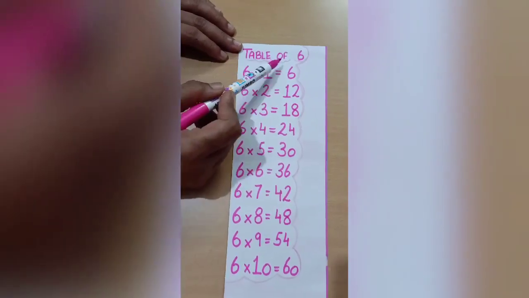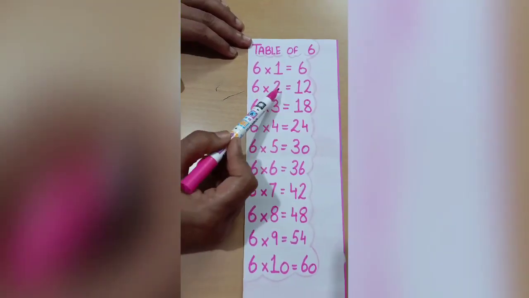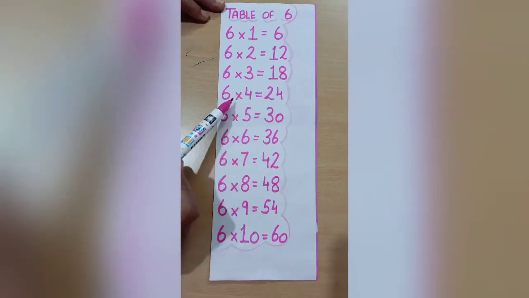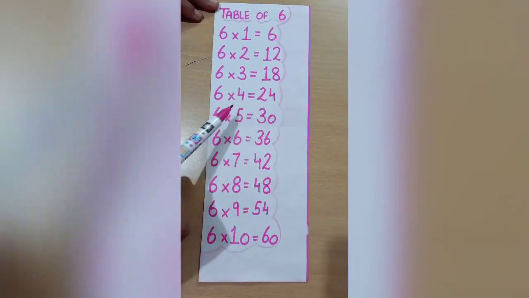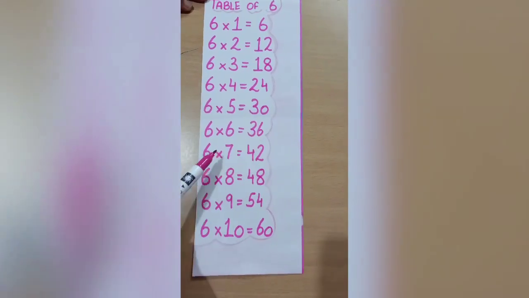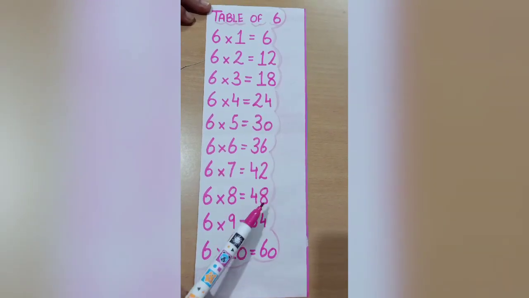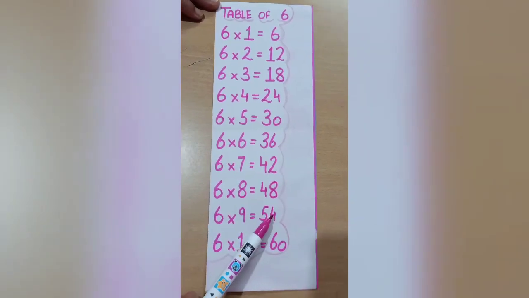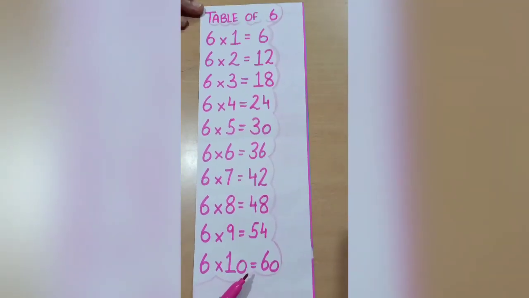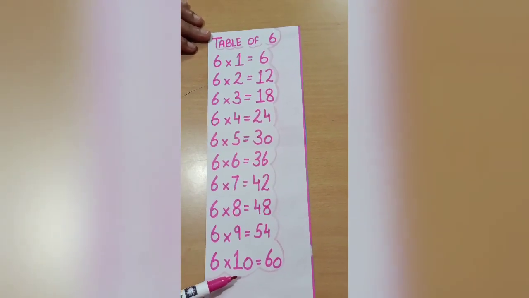See, table of 6. 6 ones are 6. 6 twos are 12. 6 threes are 18. 6 fours are 24. 6 fives are 30. 6 sixes are 36. 6 sevens are 42. 6 eights are 48. 6 nines are 54. 6 tens are 60. So after the session, write this table in your notebooks and do the practice regularly.